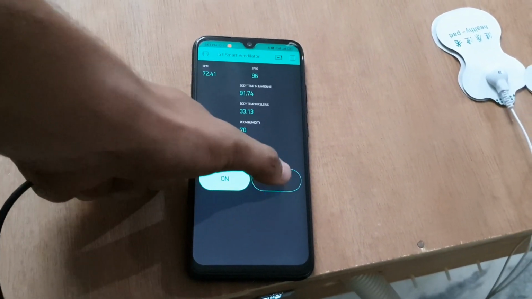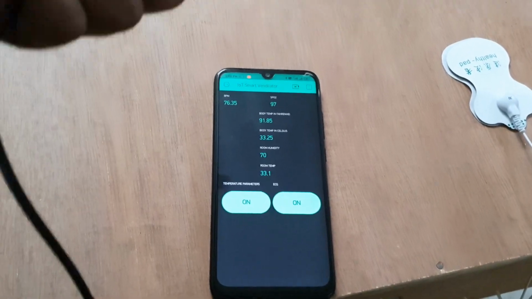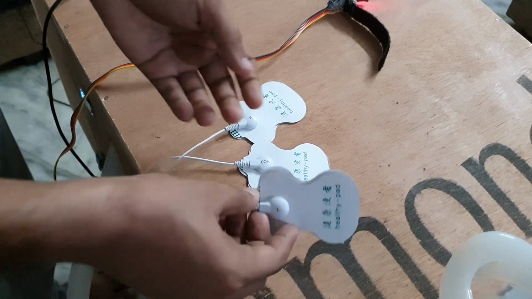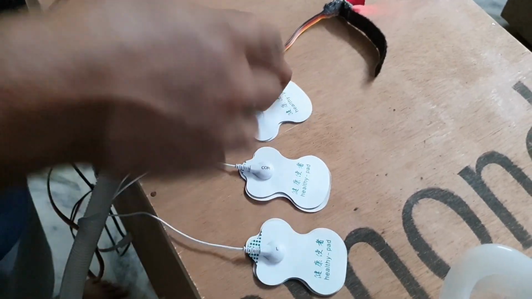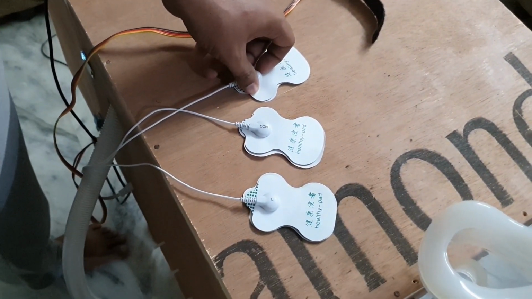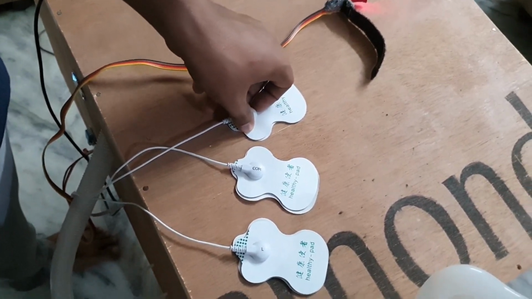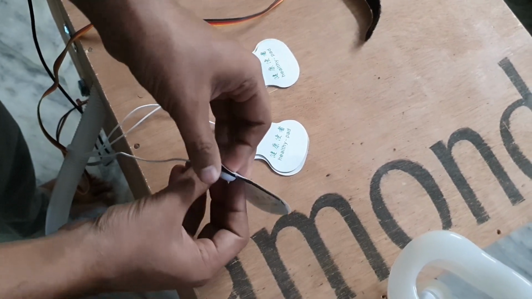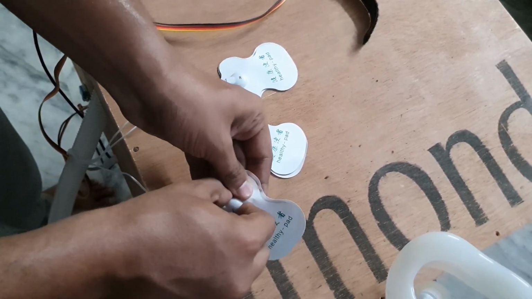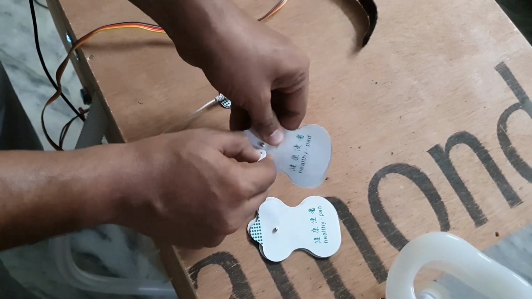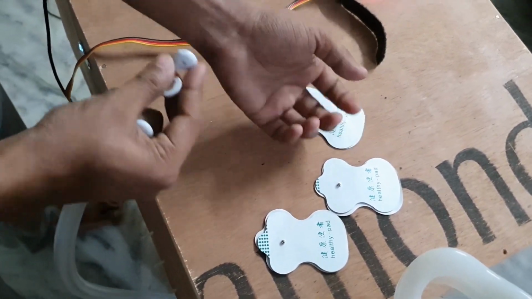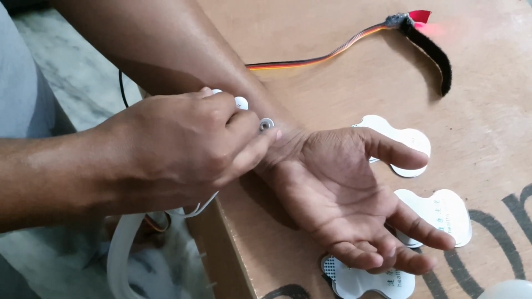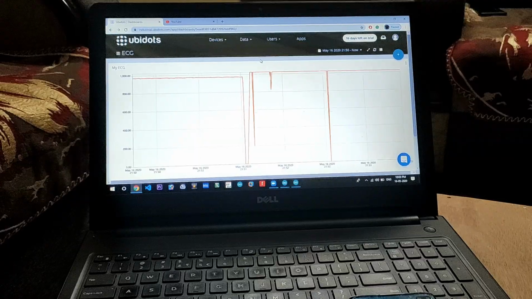And I am turning on the ECG. Now let's check the ECG values. Now this is the ECG system. We have to wear these pads on the left side of the heart, the right side of the heart, and near the stomach. We have to remove these pads and wear them, but I don't want to spoil my pads, so to demonstrate, I am removing this and wearing it here to show you a sample graph.